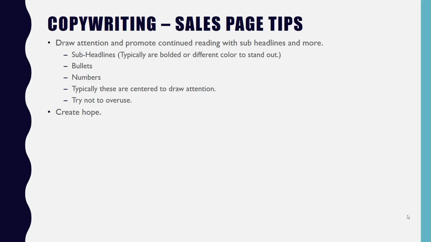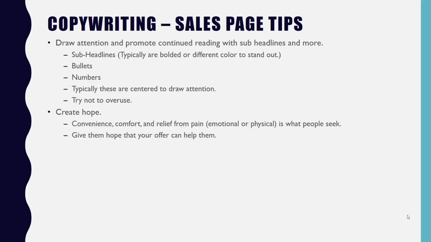As you're writing sales copy, another good tip to go through is to create hope for people. That's convenience, comfort, relief from pain, whether it's emotional or physical pain or stress in their life. Just really create that aura of hope, that your product's convenient for them. It's creating comfort, it's creating relief from the problems they have. Give them hope that your offer can help them tremendously.